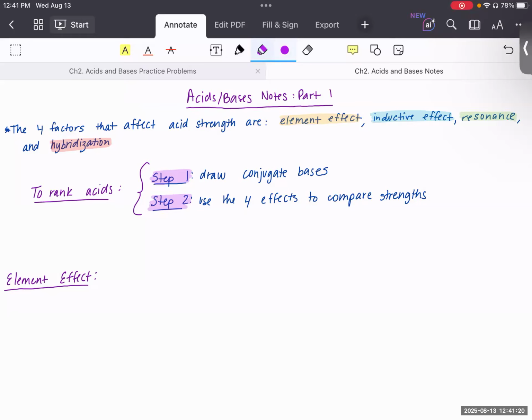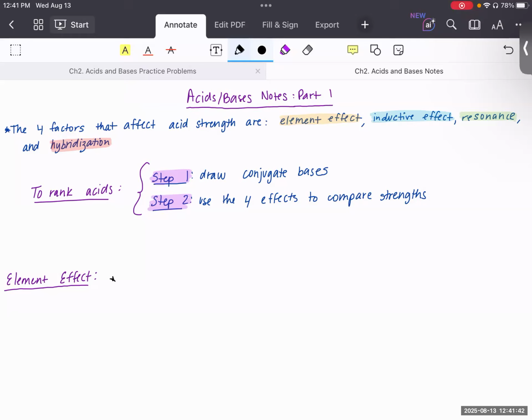And then we'll use those factors to rank acids according to their strength, where we'll first draw out the conjugate bases, and then we'll use those four effects to compare the strengths. And so before we get into ranking acids, let's first discuss these four effects. So the first one is going to be the element effect. And for this one, there are two separate rules that you have to follow.